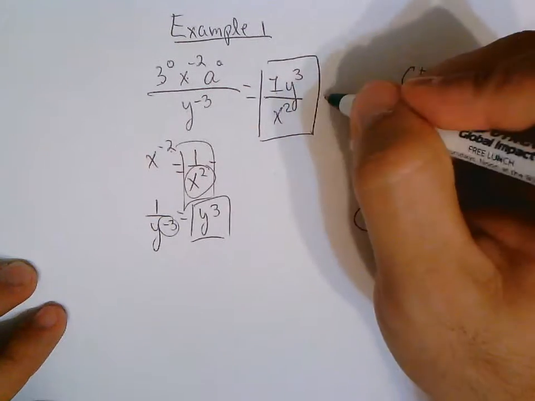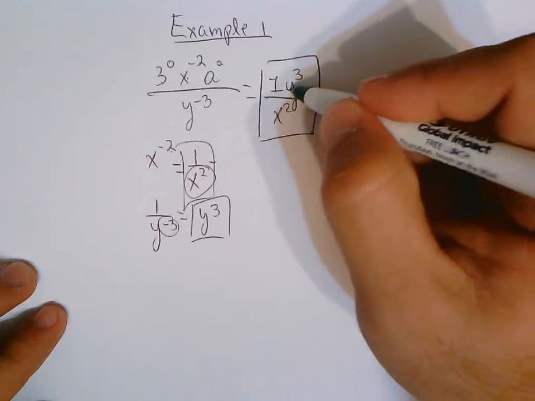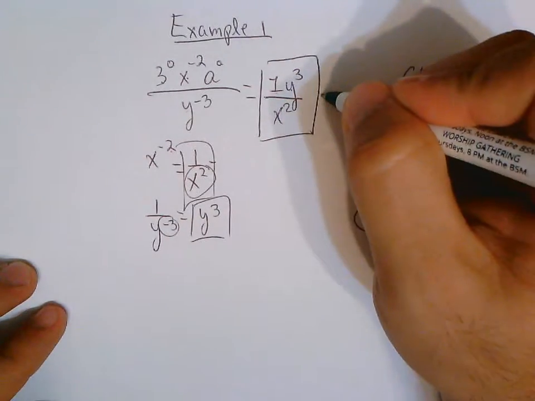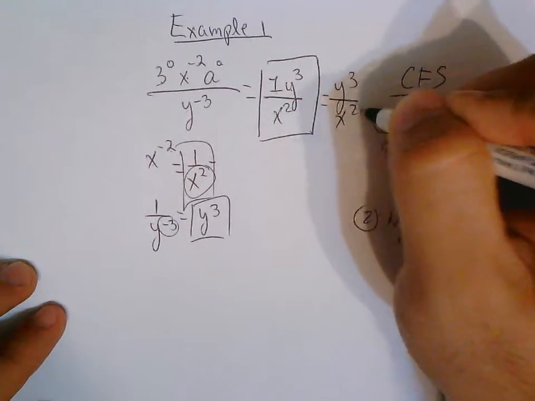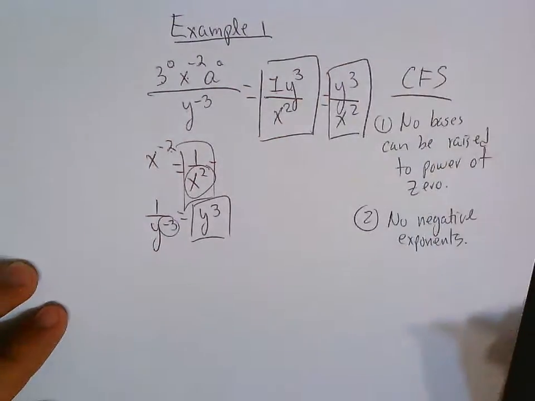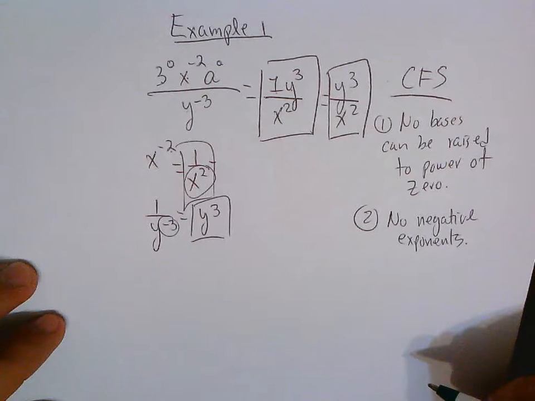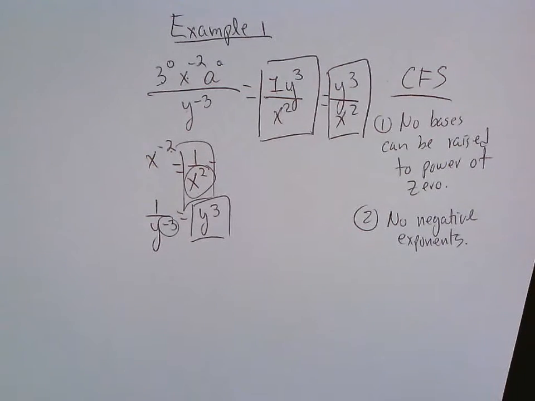Notice that here I can even simplify this more. 1 times y to the power of 3 is just y to the power of 3 and x to the second power. That will finalize my answer.